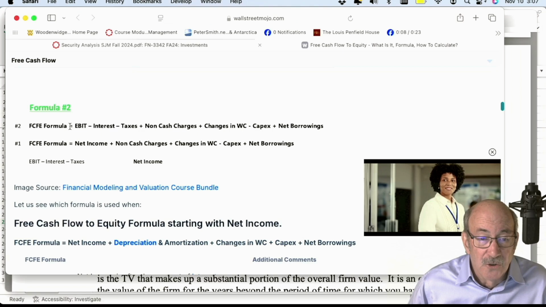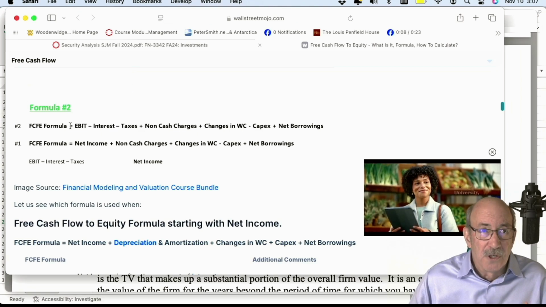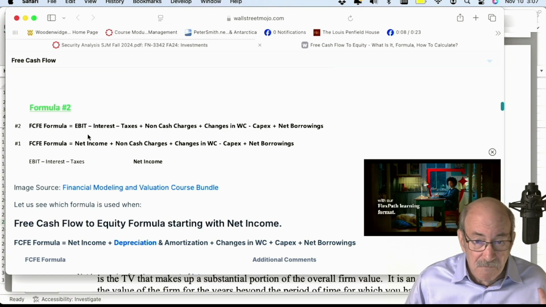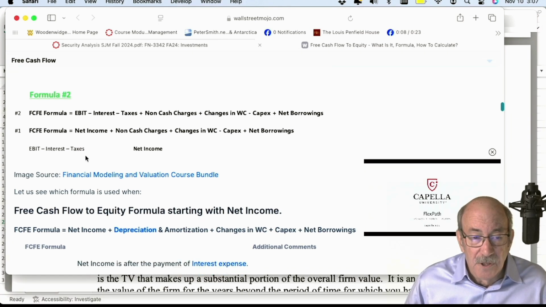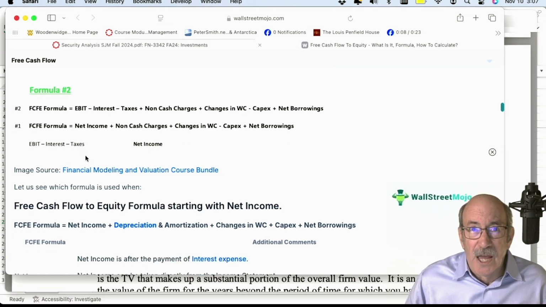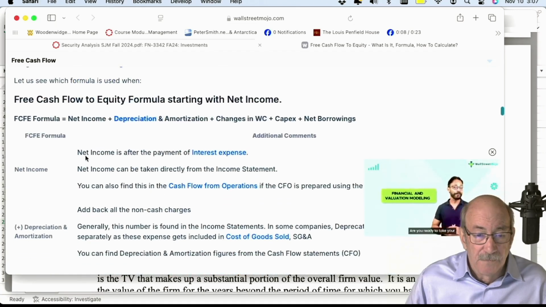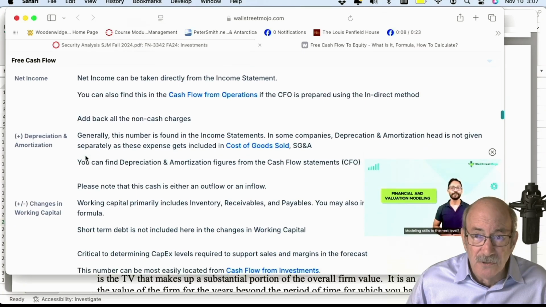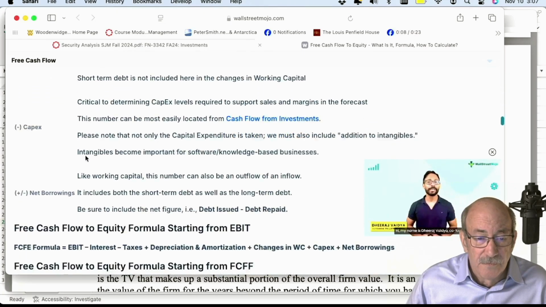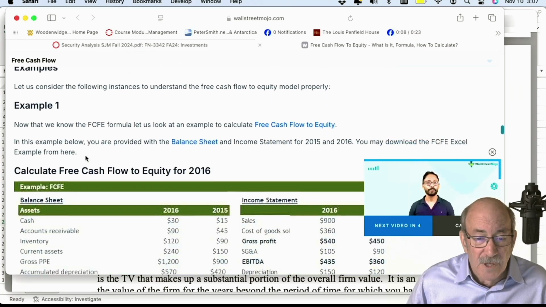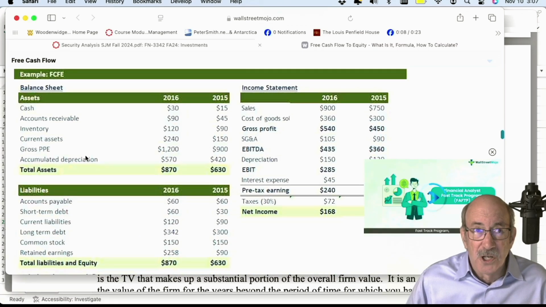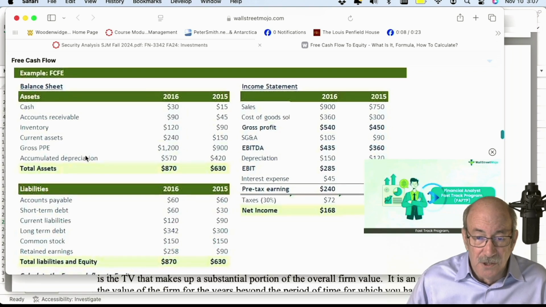Here are some alternative starting points. We don't always have to start with net income. We could start with EBIT and still get there. Ultimately, you still end up at free cash flow to equity. Then there's a bit more detail about each of these elements, some examples, and then they actually show you on a spreadsheet how to do this.